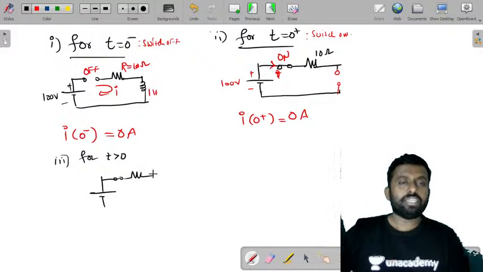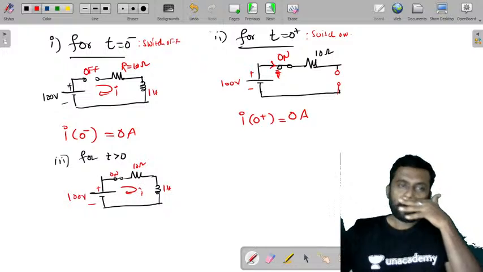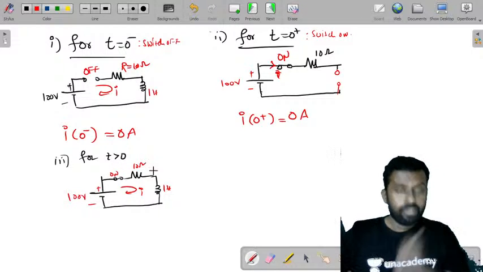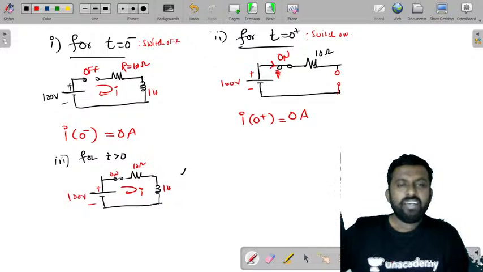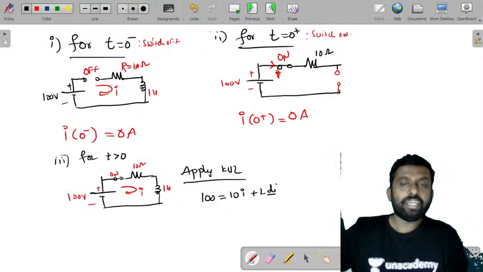The switch is on, there is a resistor and an inductor placed, and you have 10 ohms and it is on. This is plus minus 100 volts, and this value is 1 Henry. Let's say there is a current that is flowing. Now what is the equation that you write? Apply KVL. How do you apply? 100 is equal to 10 into I plus L, 1 into L di by dt, right?